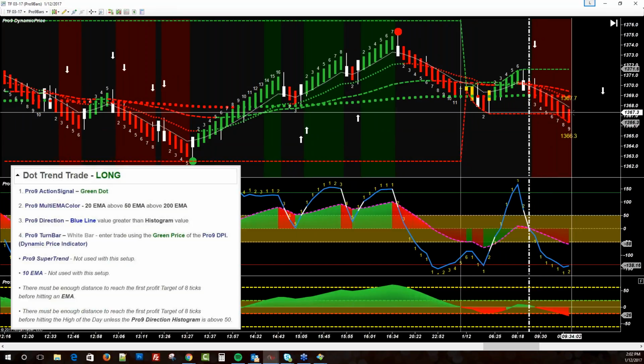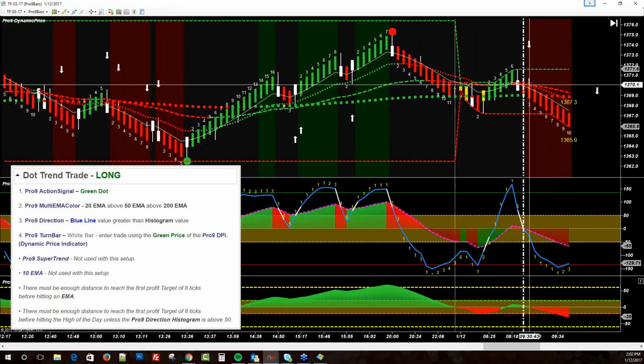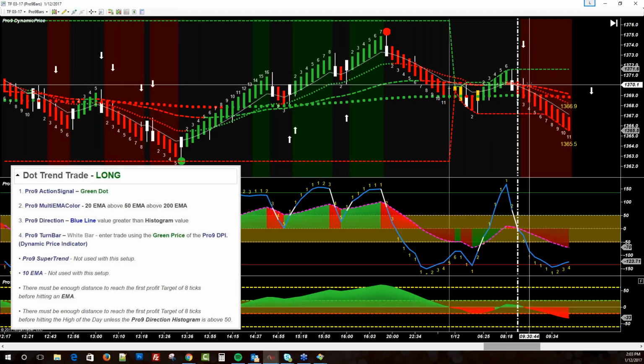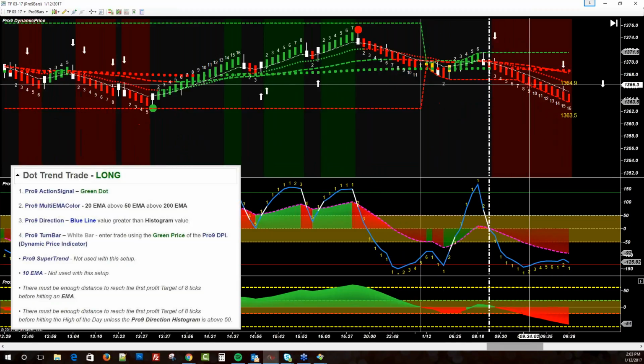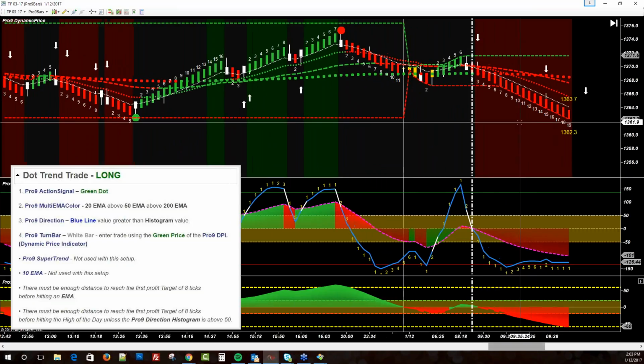So here we see a pretty good run that would have triggered right after opening bell. So if we were hesitant about entering these trades right at opening bell, we could have missed this. And it is a pretty good run. Wow.